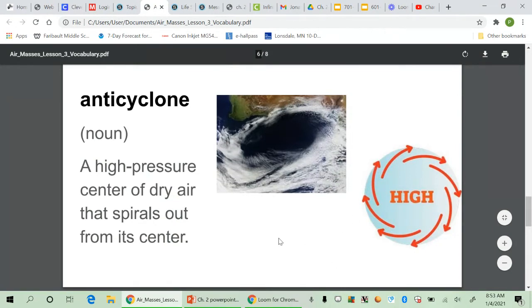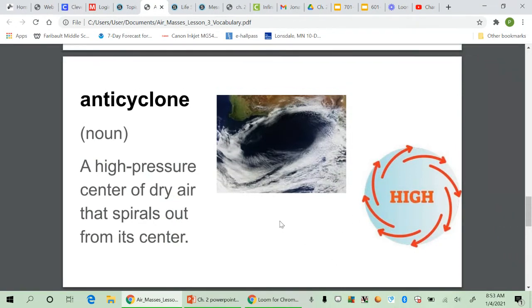Anticyclone is a high pressure center of dry air that spirals out from the center. And so you can see there's clouds around it, but the air is being pushed out from the center.